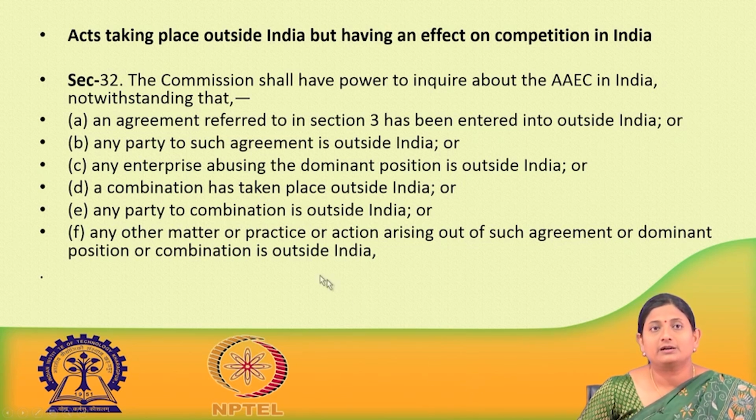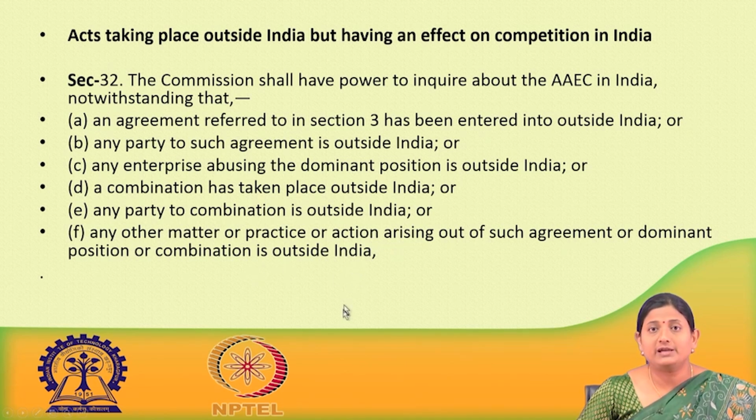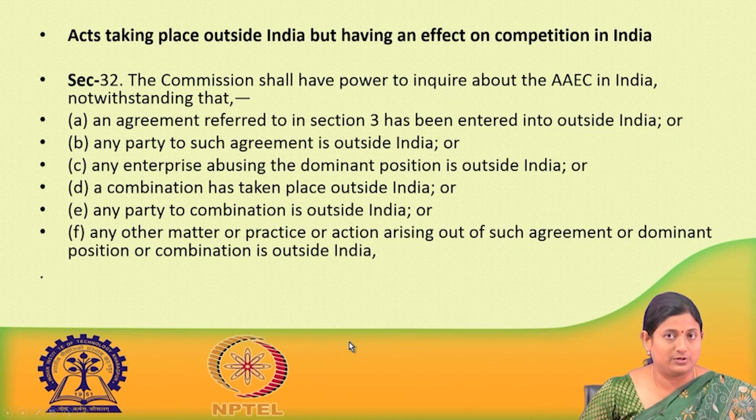So, basically if we look into section 32 of this Competition Act, it says that the commission shall have power to inquire into the appreciable adverse effect on competition in India, notwithstanding that an agreement referred to in section 3 has been entered into outside India, or any party to such agreement is outside India, or any enterprise abusing the dominant position is outside India, or a combination has taken place outside India, or any party to the combination is outside India, or any other matter or practice or action arising out of such agreement or dominant position or combination is outside India. So, whenever there is a certain kind of agreement which is affecting competition in India, irrespective of the geographical location of the parties to this combination or agreement or abuse of dominant position, then the CCI has the power to investigate all those matters.